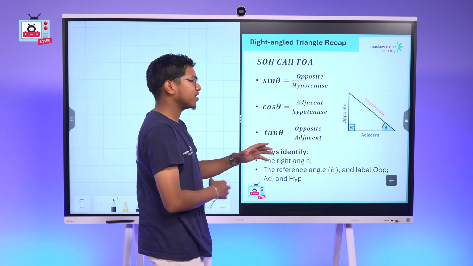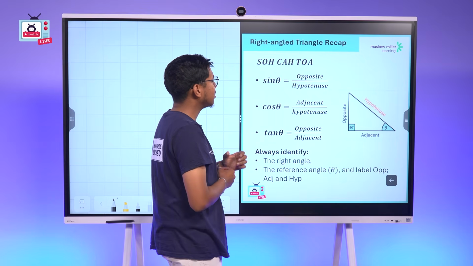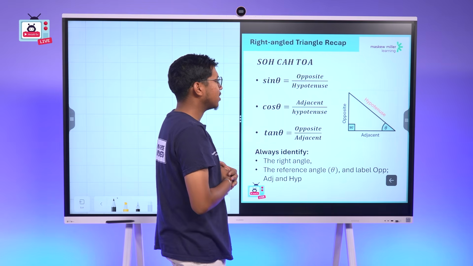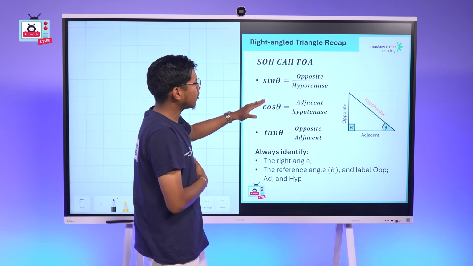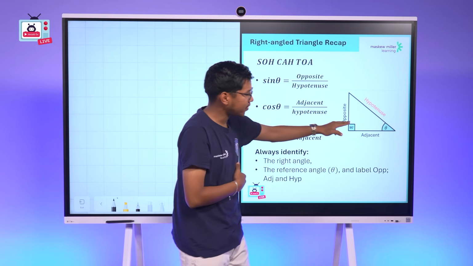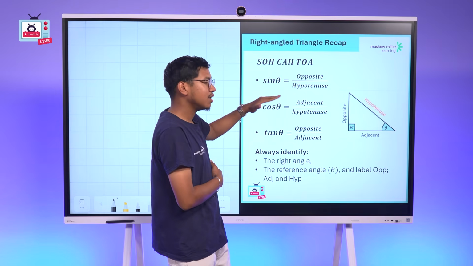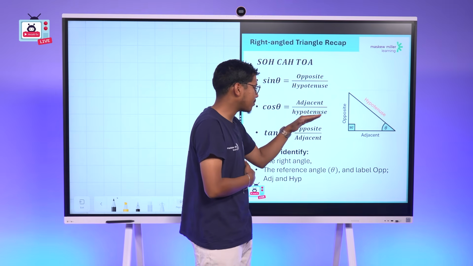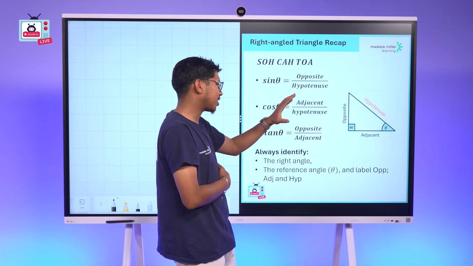Alright. Now, this is just a quick recap of grade 10 trigonometry. It is writing our trig ratios, right? We know that sine of theta, or sine of the angle in the triangle, is the opposite over the hypotenuse. The cos is the adjacent over the hypotenuse, and we know that tan is opposite over adjacent. Just a grade 10 recap.